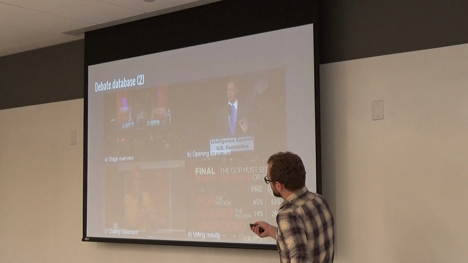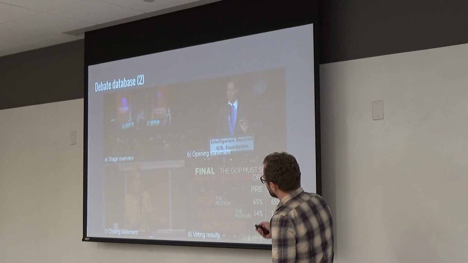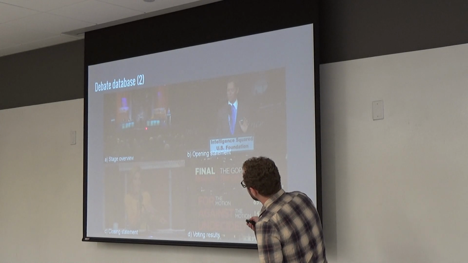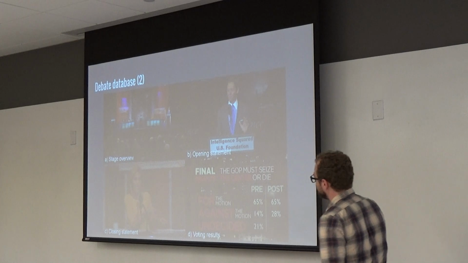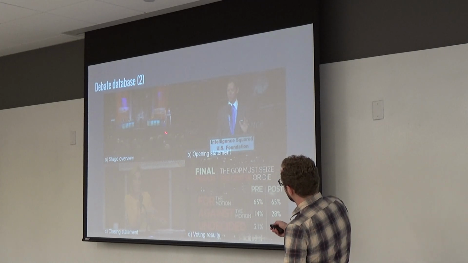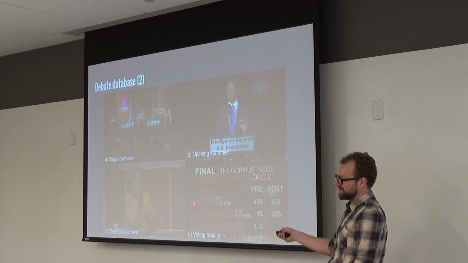First of all, you have the stage overview. You have one team on the left and one team on the right side. Here he is, I think. You have the debate leader, the moderator, and this guy is giving the opening statement. The opening statements are standing, and the closing statements are sitting.